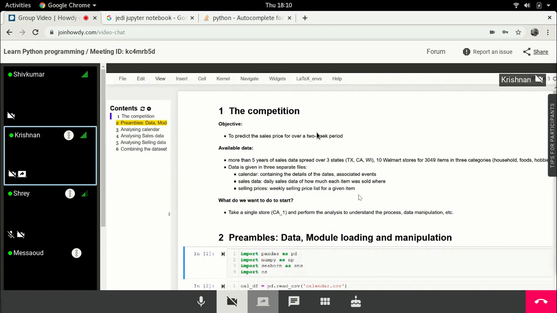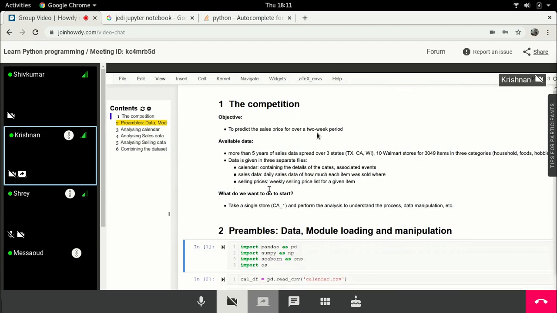The sales data comes from something called M5. It seems it has been going on for several years: M1, M2, M3, M4, M5. In this data you have to predict 2 to 3 weeks of sales based on about 5 years of sales data. The data comes from 10 Walmart stores in the US, spread over 3 states: Texas, California, and Wisconsin. They have given us 3 different data sets: the calendar, the sales data, and the selling prices.